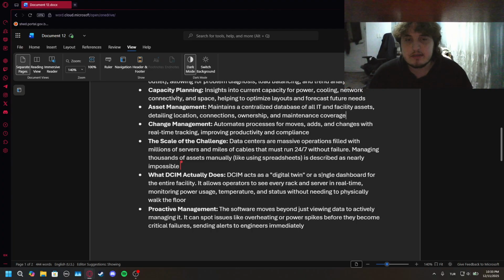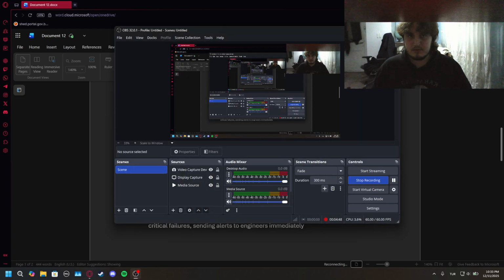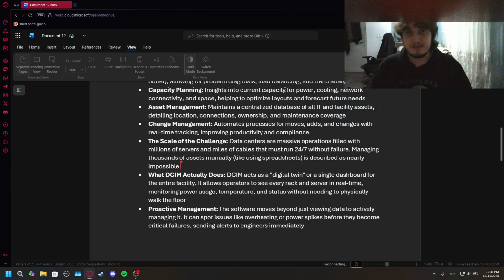What DCIM actually does. DCIM acts as a digital twin or a single dashboard for our entire facility. It allows operators to see every rack and server in real time, monitoring power usage, temperature, and status without needing to physically walk the floor. You do this with sensors, and you put this into a program where all of these should work, which we'll come to.